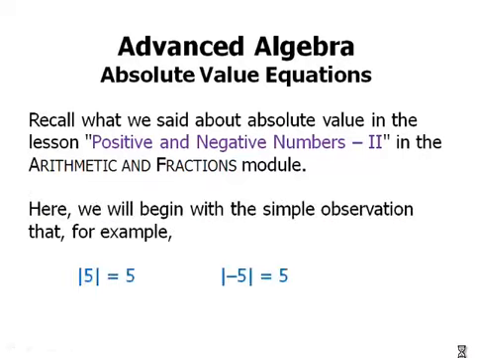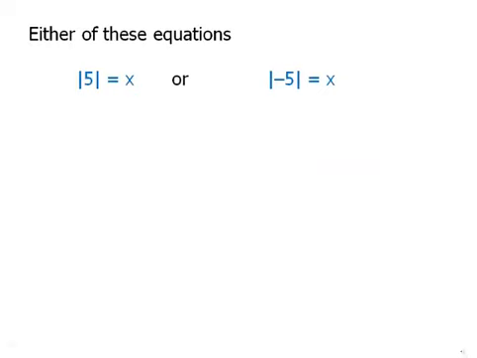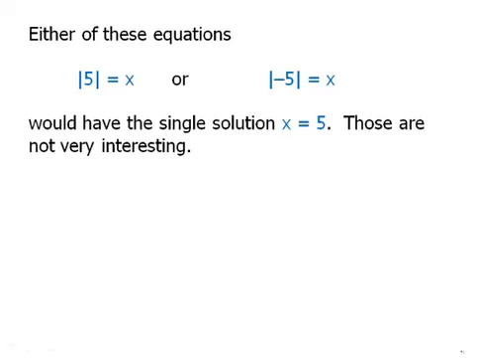So, we'll begin with a simple observation that, for example, absolute value of positive 5, of course, is positive 5. Absolute value of negative 5 is, of course, positive 5. So either of these equations, absolute value of 5 equals x, or absolute value of negative 5 equals x, would have the single solution x equals 5. Those are not very interesting equations. Not very interesting when there are no variables inside the absolute value.